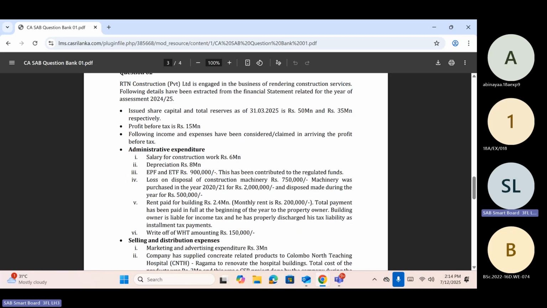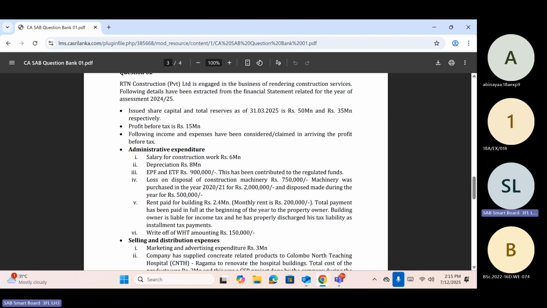The additional details given say this has been contributed to the regulated fund. Under section 10, it is disallowable if the particular fund is not approved by the Commissioner General. The fund should be approved; if yes, approved, otherwise not. So a regulated fund means an approved fund, which means deductible. In an examination context, if the examiner is silent, you can make an assumption. That is a valid assumption: the fund is approved by the Commissioner.